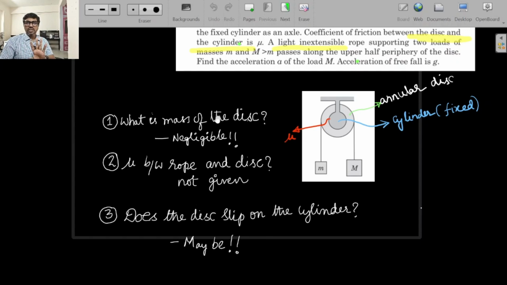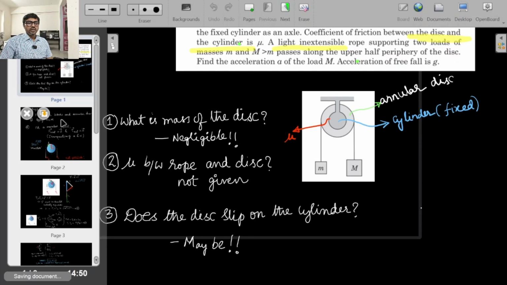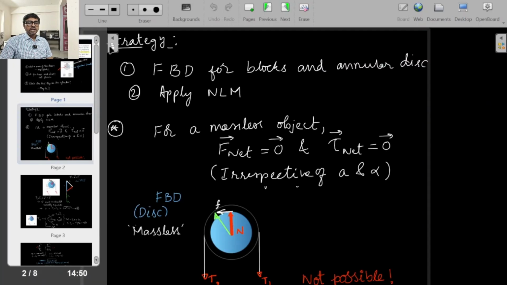So this is basically a problem in the question. The question is simple only, just that the information is somewhat not very clear. You probably need to take some extra assumptions based on the requirement. Okay, let's go to the next slide.